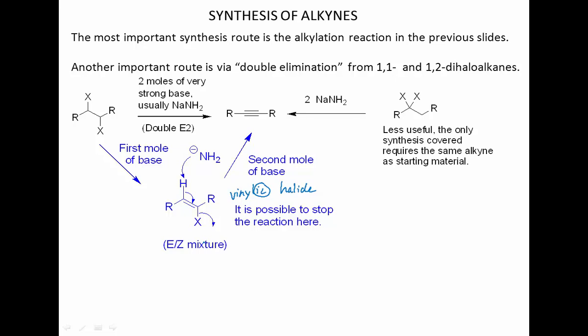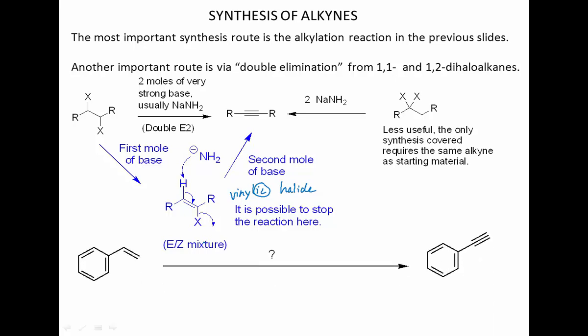It doesn't have quite the rigid anti-periplanar requirements because no matter whether it's E or Z, the hydrogen CH bond is perfectly overlapped with the carbon-halogen bond. So, anyway, it is possible to stop the reaction right there. This reaction is really often not that clean. It's typically used when there's no other competing process available.